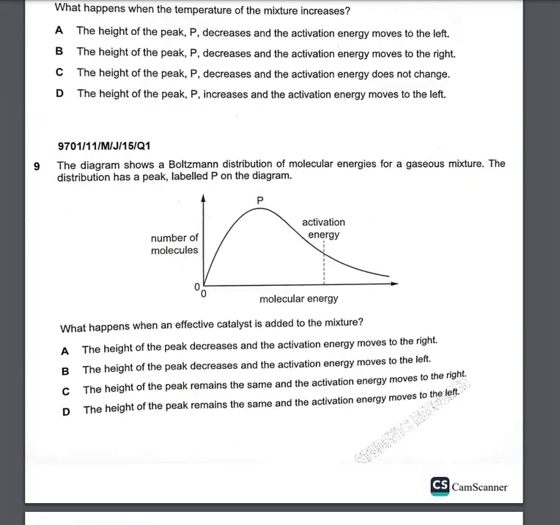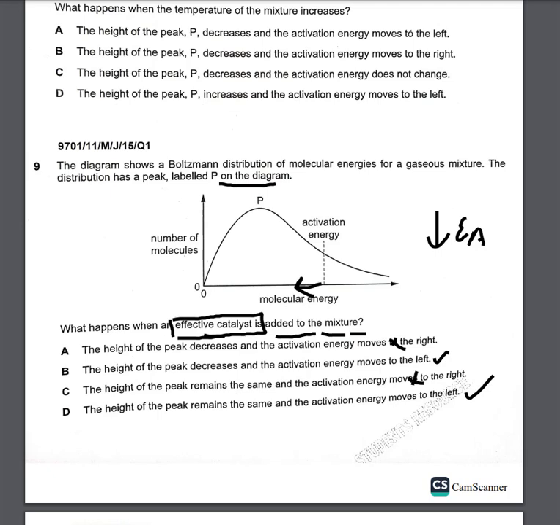Question number 9. The diagram shows a Boltzmann distribution of molecular energies for a gaseous mixture. The distribution has a peak labeled P on the diagram. What happens when an effective catalyst is added to the mixture? Now he is talking about a catalyst unlike the temperature. So the first thing when you add a catalyst is the activation energy shall reduce. So activation energy is going to move to the left, so A and C are automatically wrong.